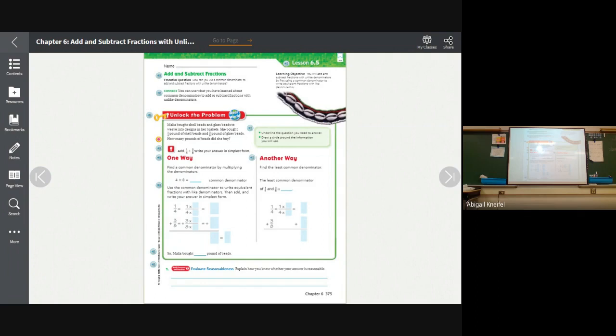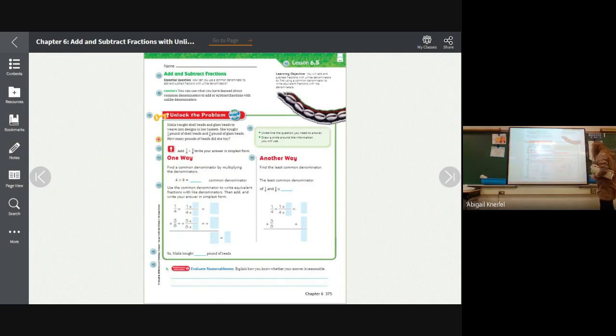So, this person's name, we'll call her Malia. I don't really know what her name is. Malia bought shell beads and glass beads to weave into the designs in her basket. How nice. She bought 1/4 pound of shell beads and 3/8 pound of glass beads. How many pounds of beads did she buy? So, we have two numbers and we need a total. So, what are we going to be doing here? Are we going to be adding or are we going to be subtracting, friends?